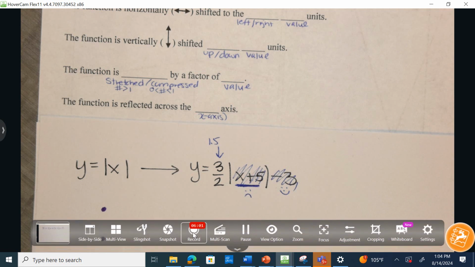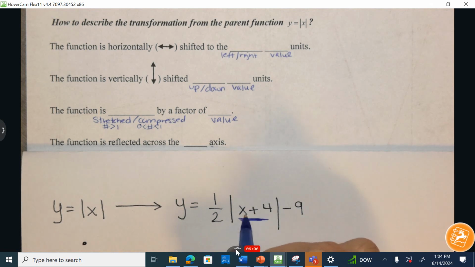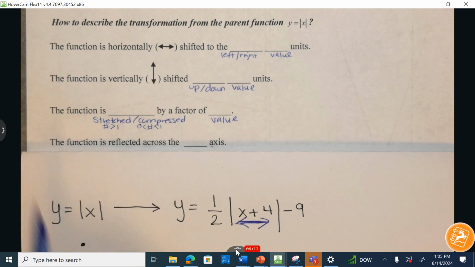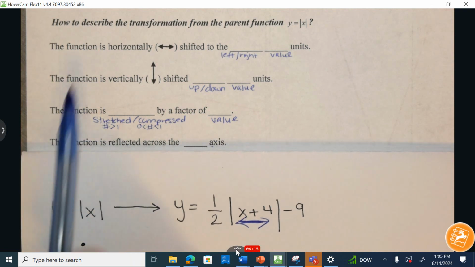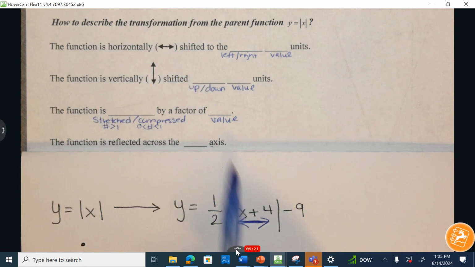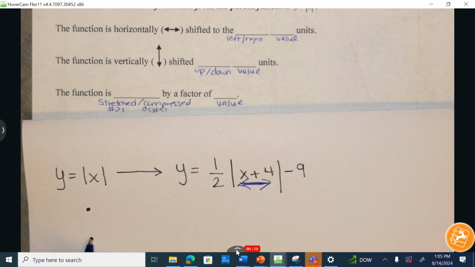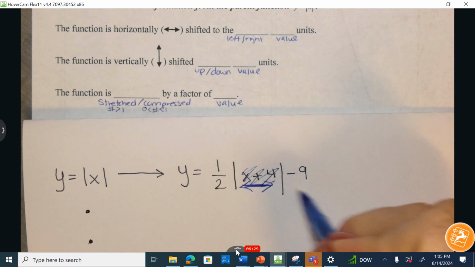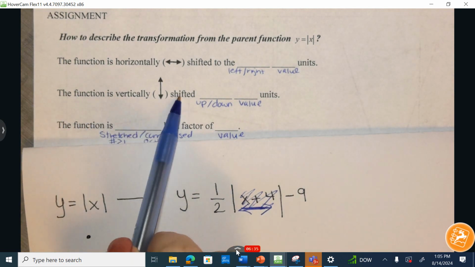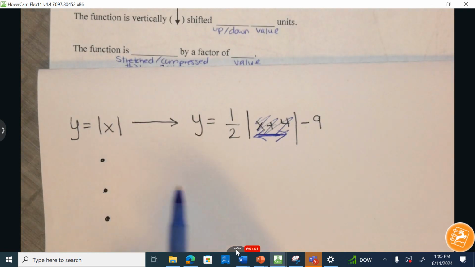Let's write our next example about translations. Let's start on the inside. The inside always lies to us and it says to go left or right, which is horizontal. So I'm going to start with this first dot here, and I would write down the function is horizontally shifted to the, it lies to me, to the left 4 units. Okay, then I'd go to my second dot. I know that this describes a vertical shift. The function is vertically shifted down, it tells the truth, 9 units. And you're writing that down in the second dot.